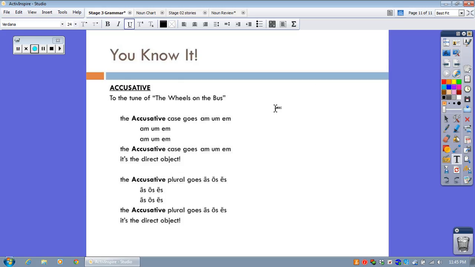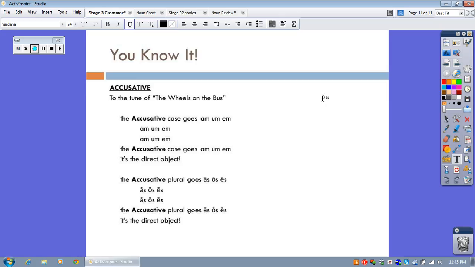The accusative case goes -am, -um, -em. It's the direct object. The accusative plural goes -as, -os, -es, -as, -os, -es. The accusative plural goes -as, -os, -es.